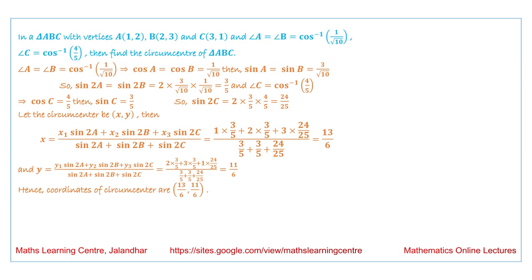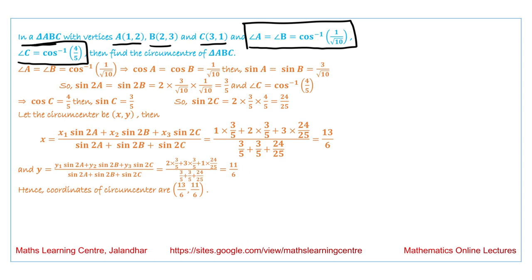Now based upon this we have the following problem. In a triangle ABC with vertices, A is (1, 2), B is (2, 3) and C is (3, 1). Angle A and angle B are equal to cos inverse of 1 by square root 10, and angle C is cos inverse of 4 by 5. Then we have to find the circumcenter of ABC. So from these values, we can calculate that cos of angle A, which is equal to cos of angle B, is 1 by square root of 10.